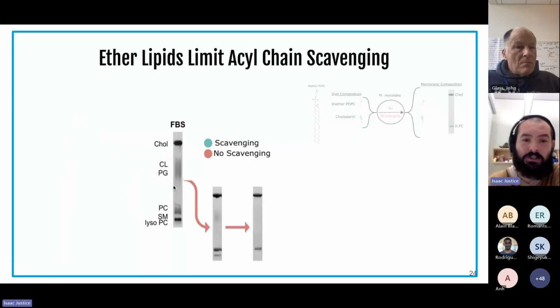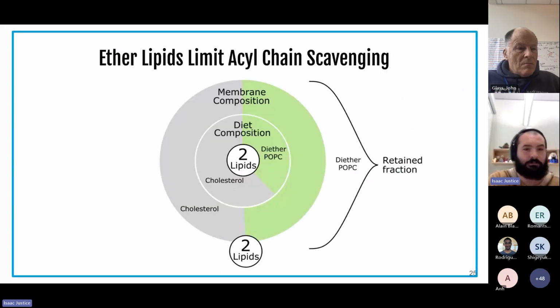And this is the TLC showing the same thing, that even after a period where the cells are adapted to the new diet, which you can tell because sphingomyelin has been diluted out, we don't see any cardiolipin or PG production.